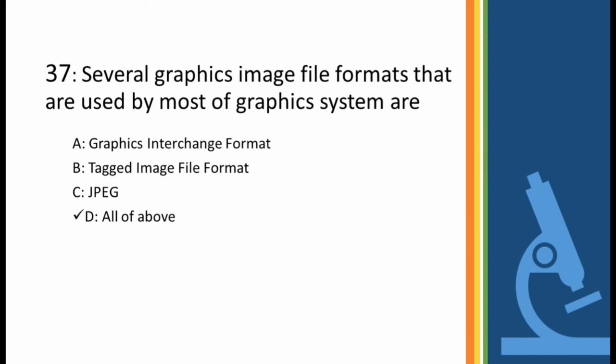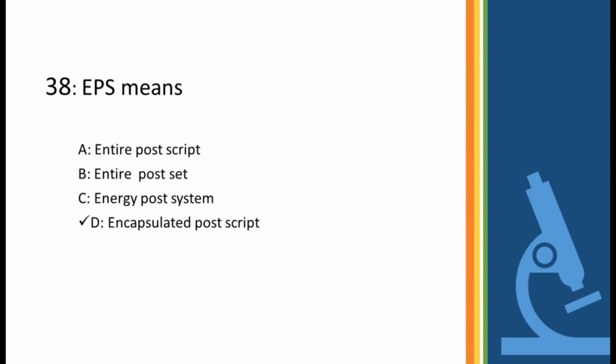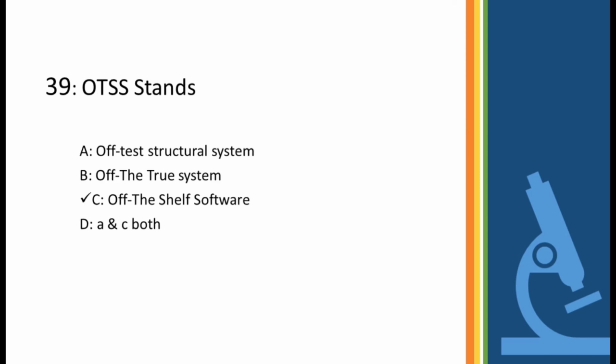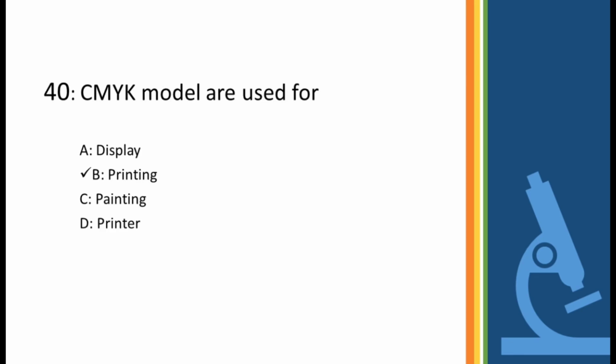Several graphic image file formats that are used by most graphic systems are... all of the above. EPS means... The correct answer is D, encapsulated postscript. OTSS stands for... The correct answer is C, off the shelf software. CMYK model is used for... The correct answer is B, printing.